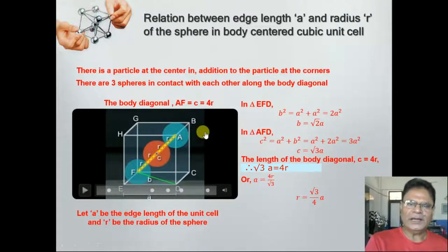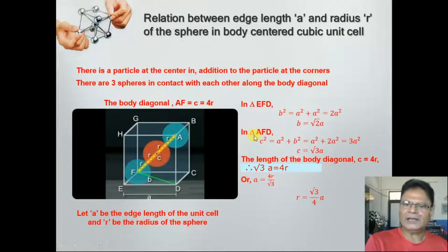Now look at triangle EFD. This is E, F and D. In triangle EFD, b square, what is b? b is this face diagonal. b square is equal to a square plus a square. This is edge length a and edge length a. a square plus a square is equal to 2a square. Therefore, b is equal to under root 2 a.